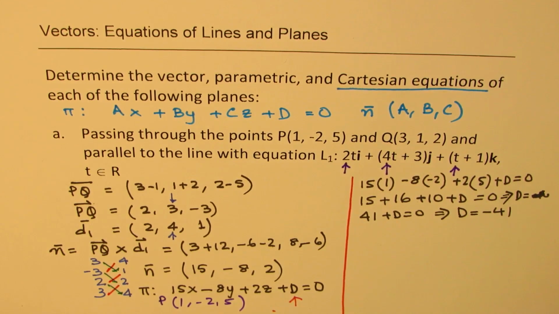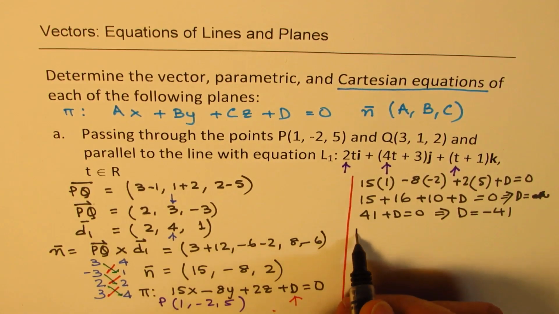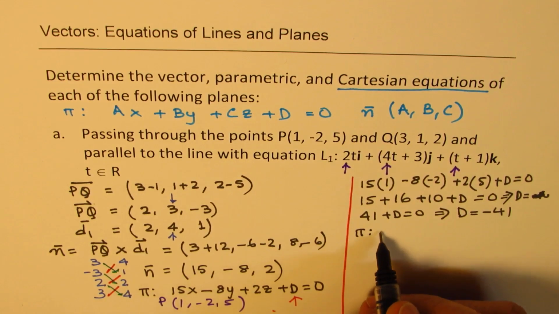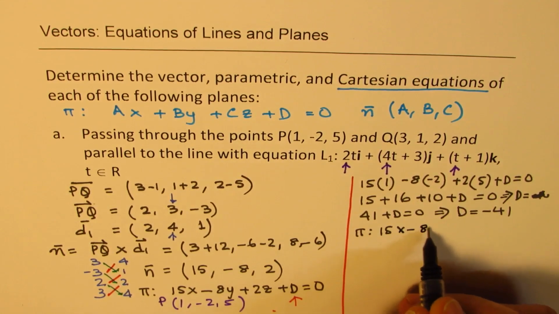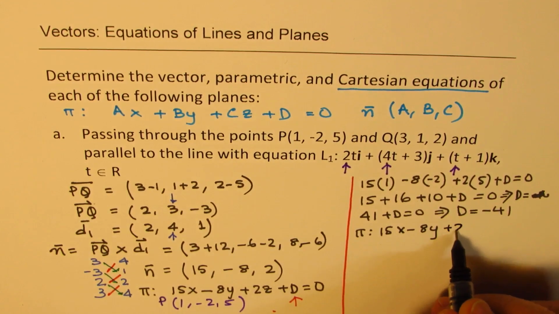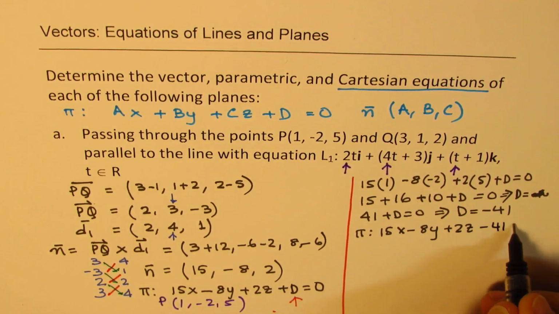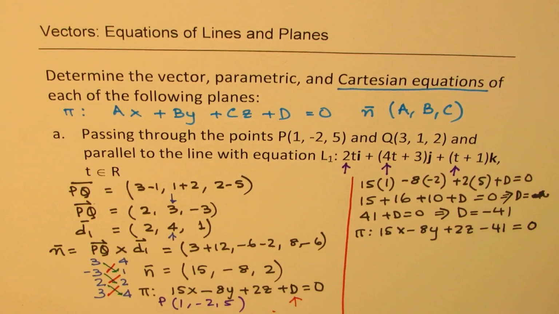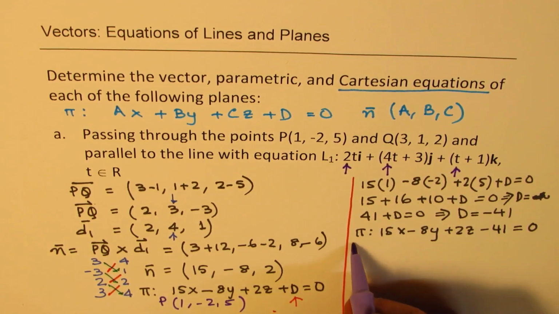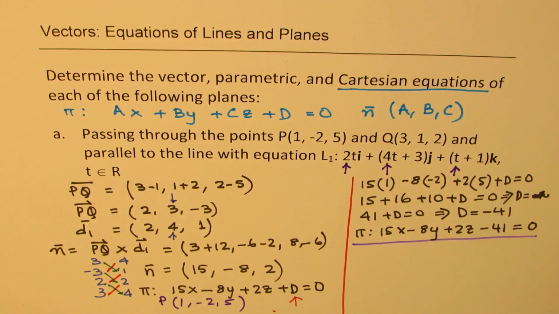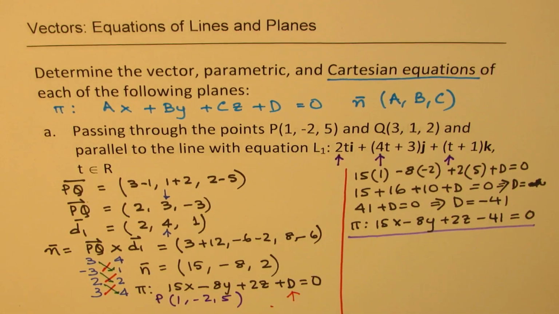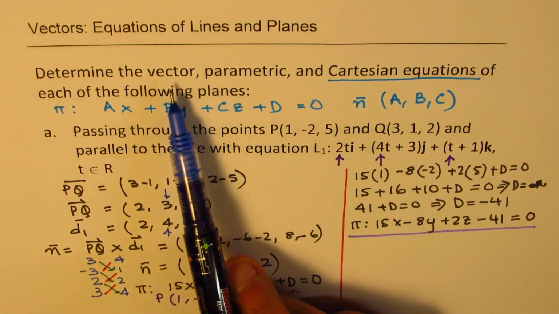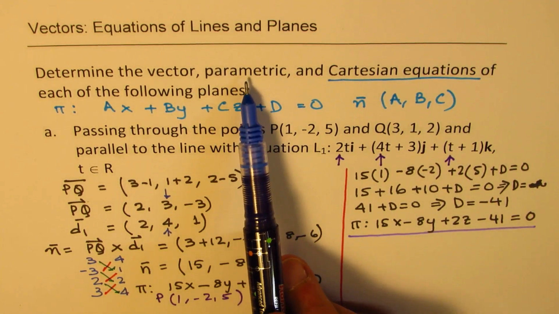Clear? So once you get the value of d, now you can write down your equation, which is going to be the Cartesian equation as 15x minus 8y plus 2z minus 41 equals 0. Is that clear? So that becomes your Cartesian equation of the given plane. Perfect. Now we can easily write down the vector equation and the parametric equation.